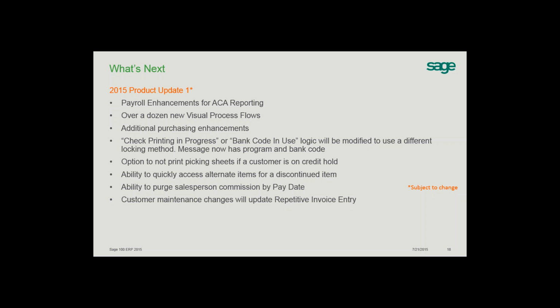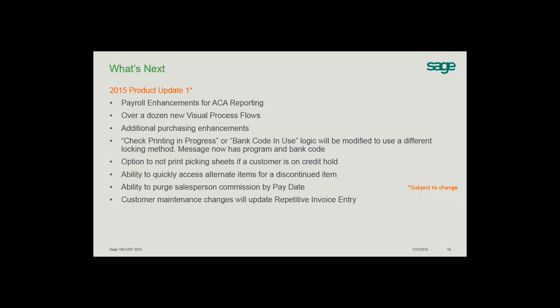We now have that ability in the system. And then we have a few other things. One of the big ones is the check printing in progress or bank code in use logic. You now have a message that will actually show you who is locking up check printing, or who's actually locking up bank codes in the system.